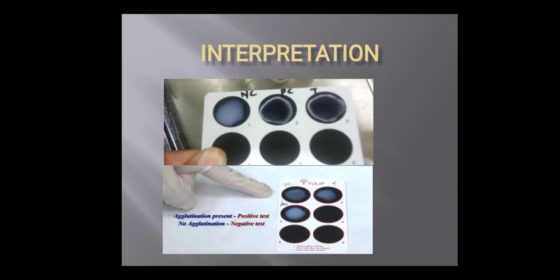So this is all about the CRP test. It is a very simple method. This qualitative method, or the card test, is a very simple method.